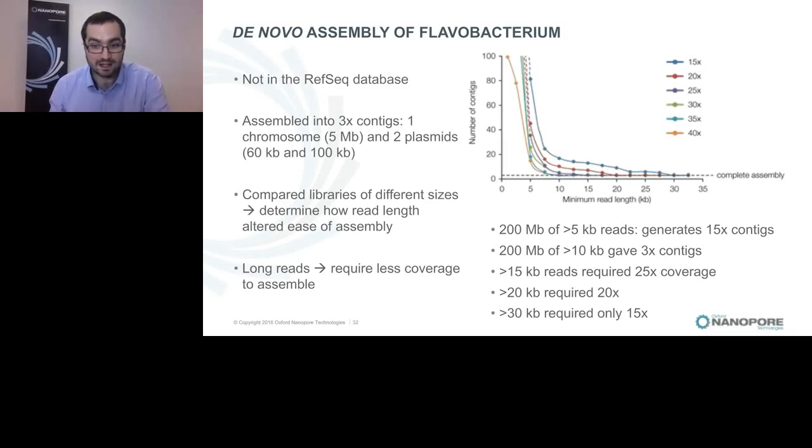And the trend continues: as you get longer reads, less data is required to achieve complete assembly. So if you take reads over 15 kb, that required 25x coverage. Over 20 kb reads required 20x coverage, and over 30 kb reads required only 15x coverage to assemble into 3 contigs. So if you've got long reads, you require less coverage to assemble. So even though size selection might seem like a costly route, it can make the final computational analysis easier, cheaper and ultimately better.